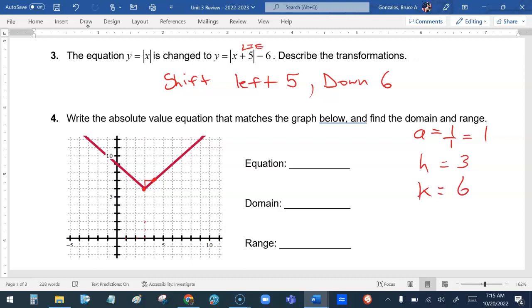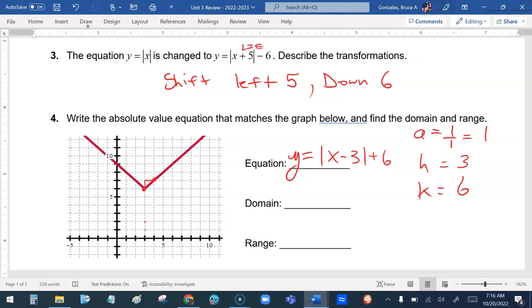So when I write my equation, I'm going to put y equals a, which is 1. Okay, but you don't need to write that 1 because 1 is implied. X, and sorry, that's supposed to be an absolute value bar. Remember, insiders lie. So if h is a positive 3, I'm going to put minus 3. And then k is 6, so plus 6. All right. The only thing that would be different is if a is something besides 1, you would put it right here in front of the bars.